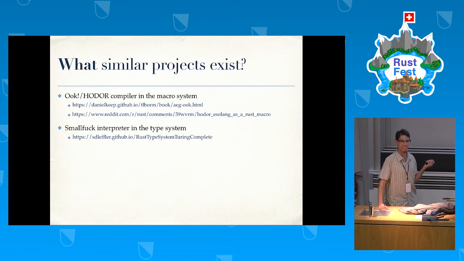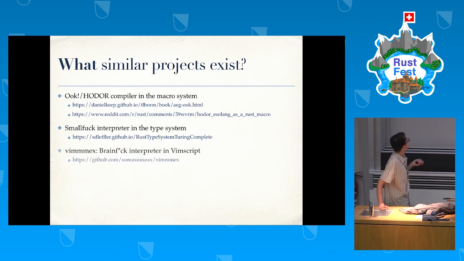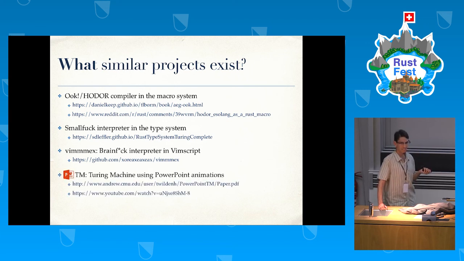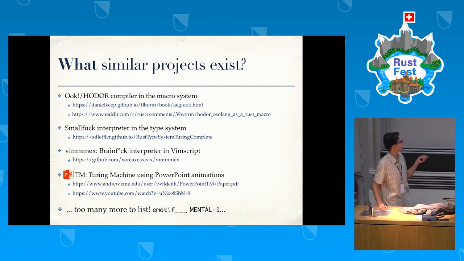SD Leffler made this insanity in the type system implementing smallfuck, which is like brainfuck with bools instead of U8s. Someone has implemented it in Vim. Someone has implemented a full Turing machine in PowerPoint. And every time I go to finish this slide, there's been another one. So you can look these up.